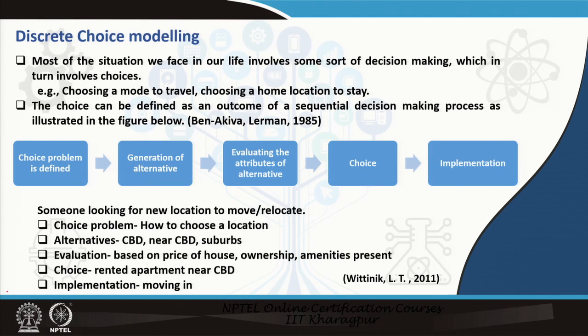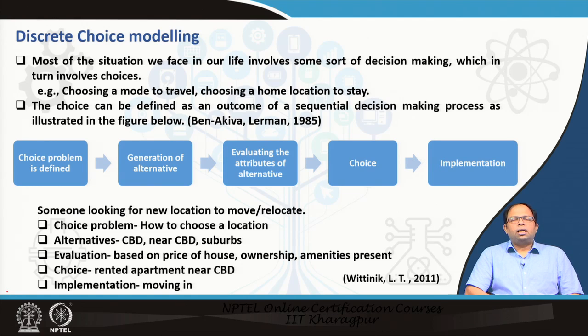Discrete choice modeling basically means we have to choose, and it's a discrete choice that we are talking about. Most of the situations we face in our life involve some sort of decision making, which involves choosing something out of a set of alternatives, like choosing a mode of travel, choosing a location to stay, and all these different choices play a role in the urban land use transportation process. So choices can be defined as an outcome of a sequential decision making process.